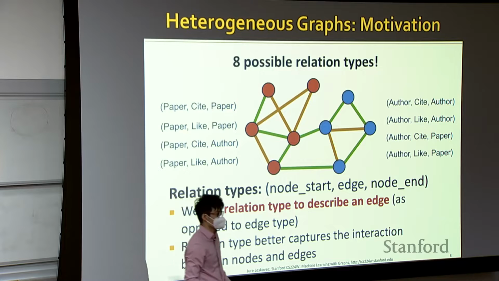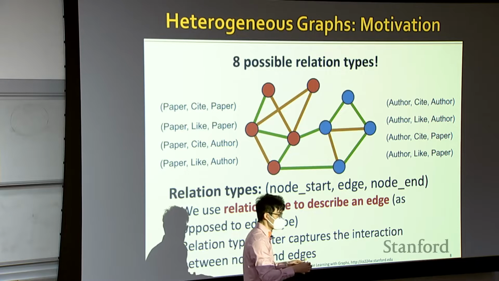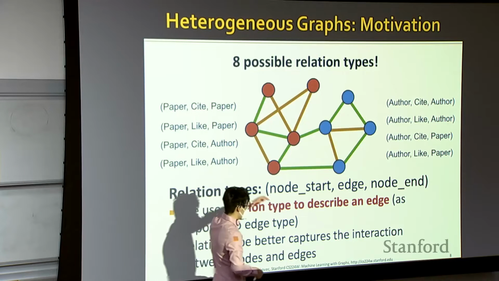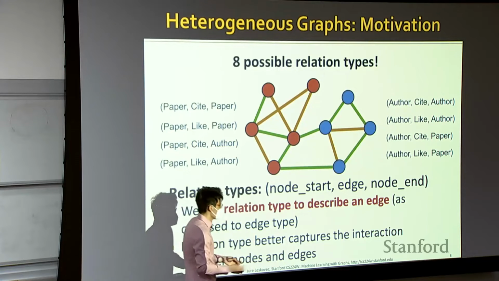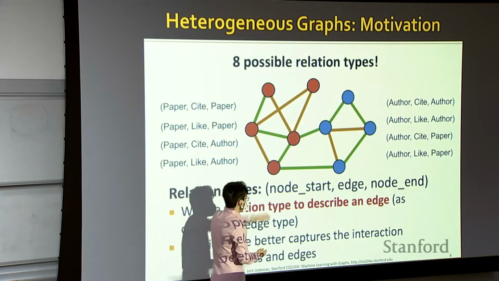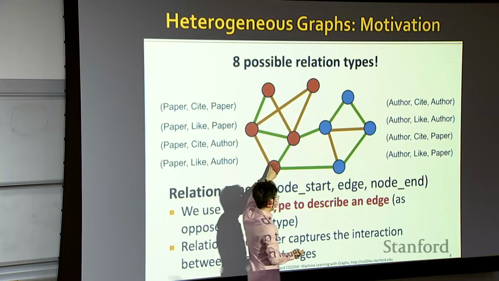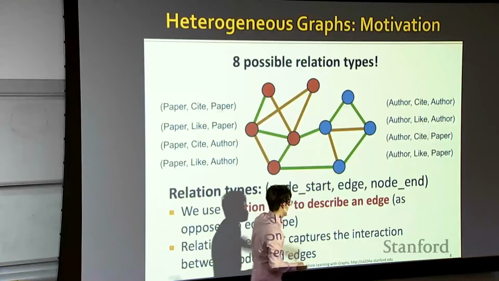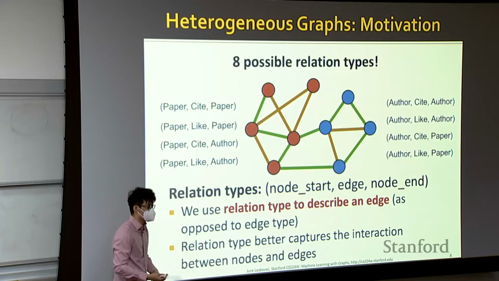Question? I guess, could an edge be both? Could two nodes be similar but also cite each other? So you mean one edge containing 2 types? Yeah, that's a good question. In our setting, we do not consider this so-called multi-graph, where one edge represents both types. One way to represent that information is to add 2 different edges. So let's say one paper likes another paper, and the same paper also cites that paper. We can use 2 separate edges to represent that, supposing 2 relations exist.